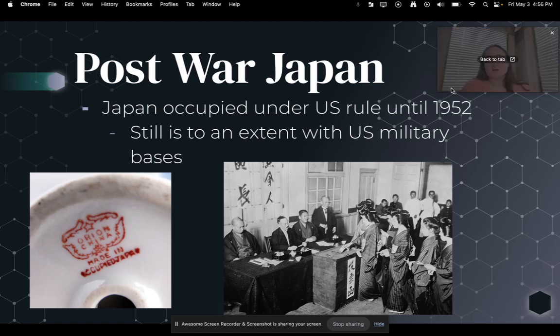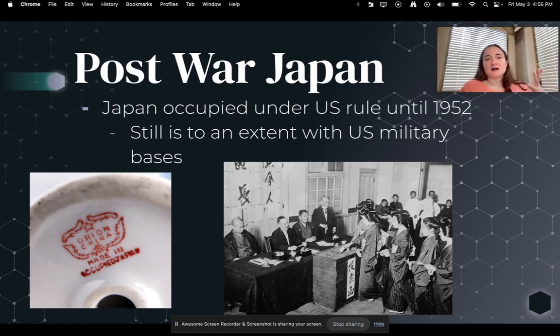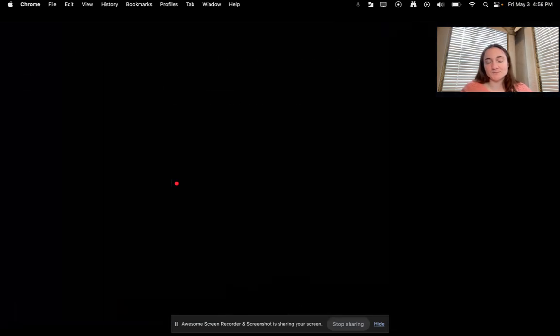Okay, so Japan was occupied by the United States until 1952, and still is to an extent today, with the U.S. military being so involved with Japan. So if you ever go to an antique shop, or to your grandparents' house, and you look at the bottom of vases or some knickknacks, you might see a symbol like this, "Made in Occupied Japan." That means that item was made during the U.S.'s control over Japan.